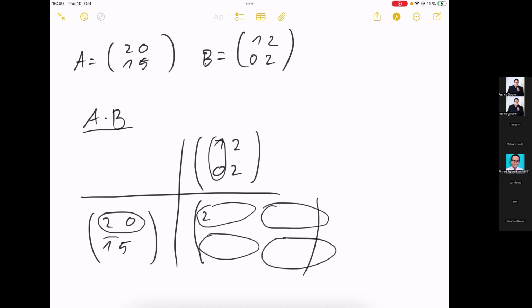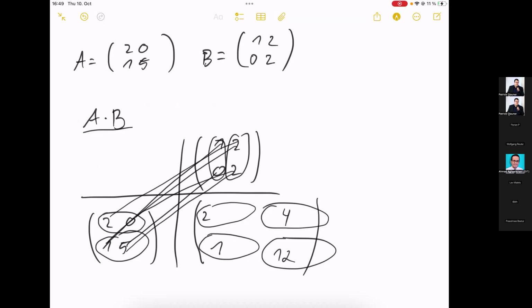Then this row with the first column, it's 1 times 1 plus 5 times 0. It's 1. And then for the next column, it's 2 times 2 plus 2 times 0. It's 4. And the last one here is 2 times 1 plus 5 times 2. So it's 12. The suggestion here in the chat is correct.